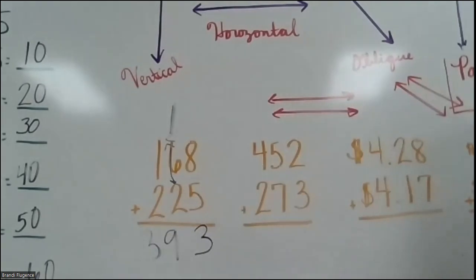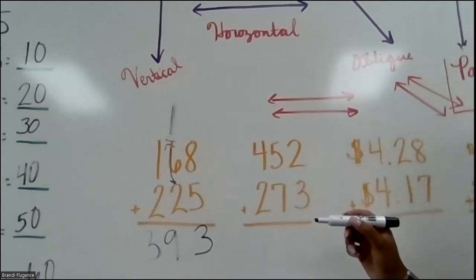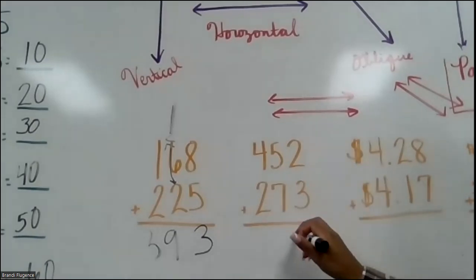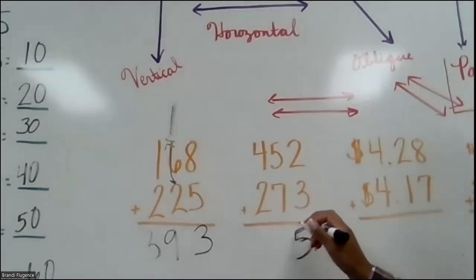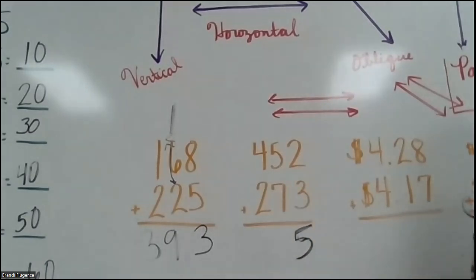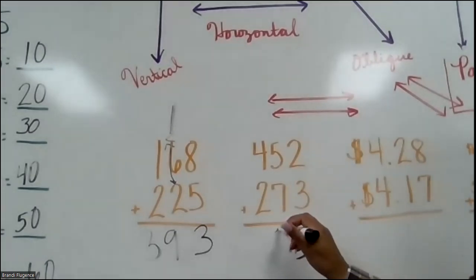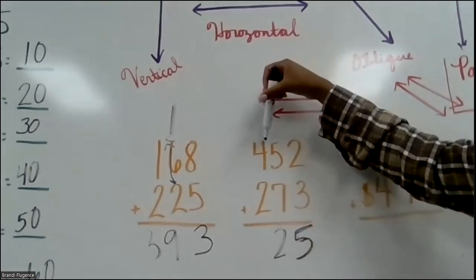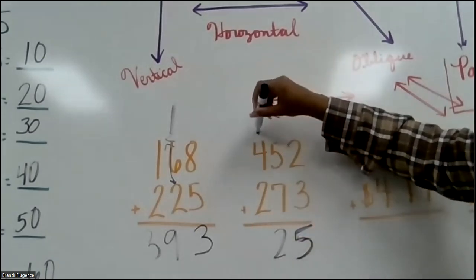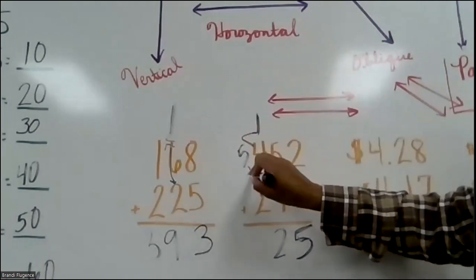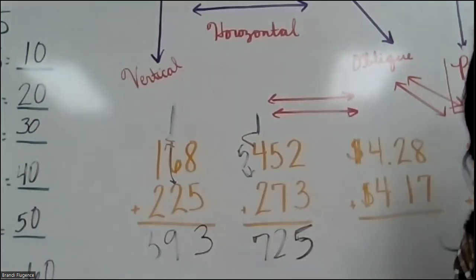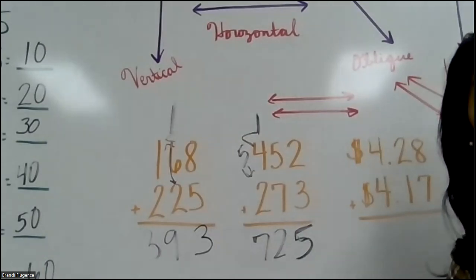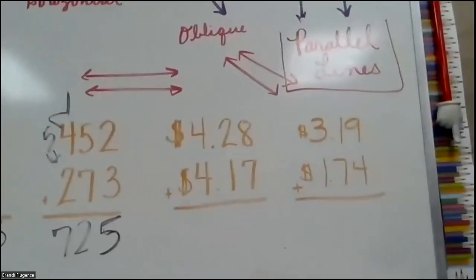452 plus 273. Again, I start with my back numbers. 2 plus 3 is 5. We're going to put our 5. Then I have 5 plus 7, that equals 12. I'll put my 2, and my 1 will carry over to the next column, right here. Then I do 1 plus 4 is 5. Then 5 plus 2 is 7. 725. Okay, if you've got a sheet of paper, guys, I want you to try the last 2.